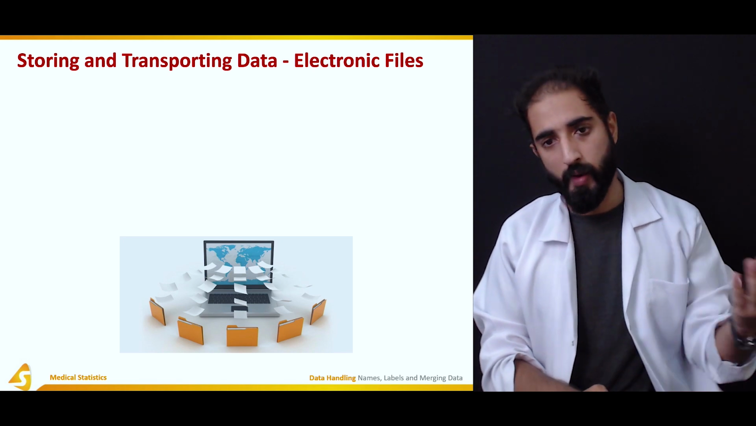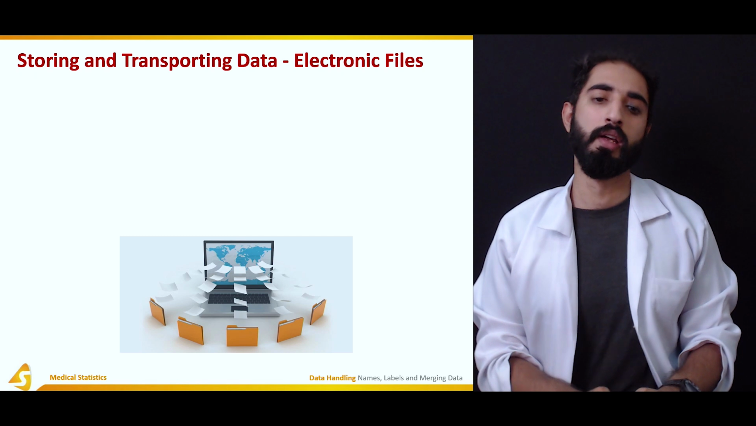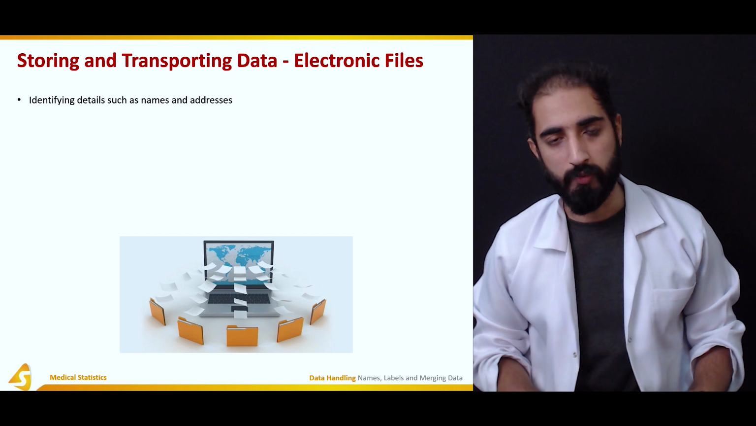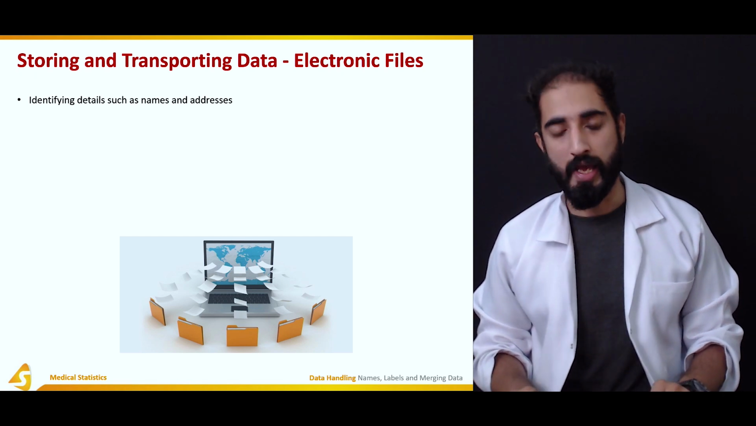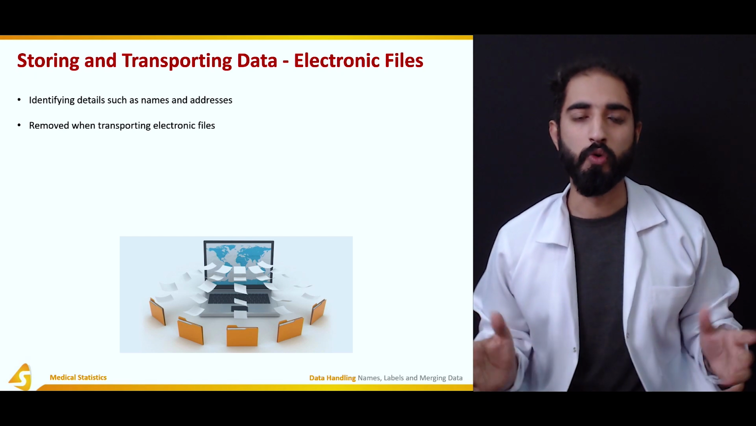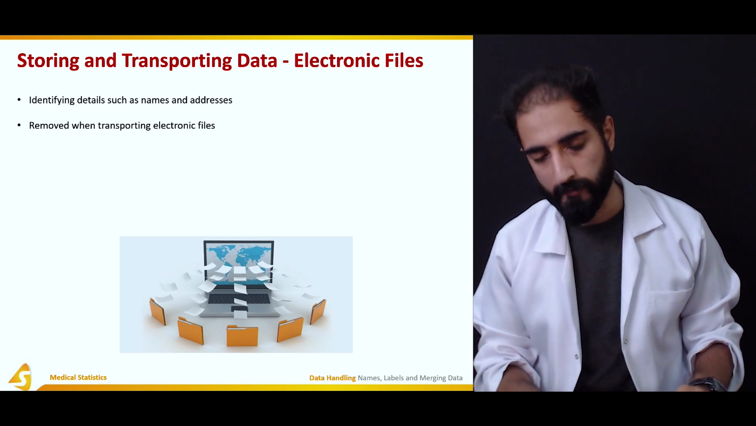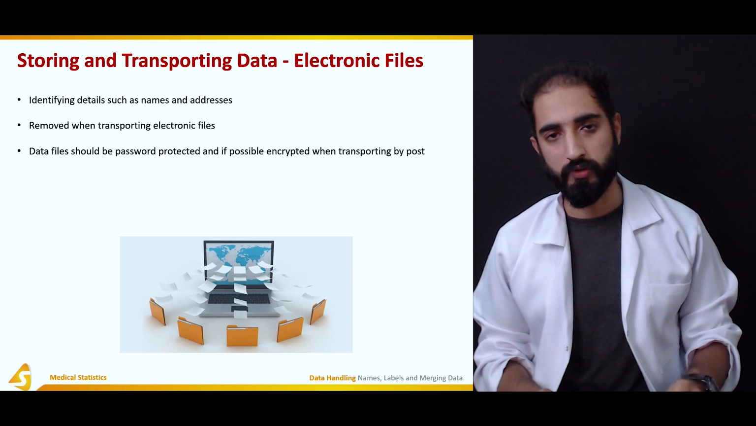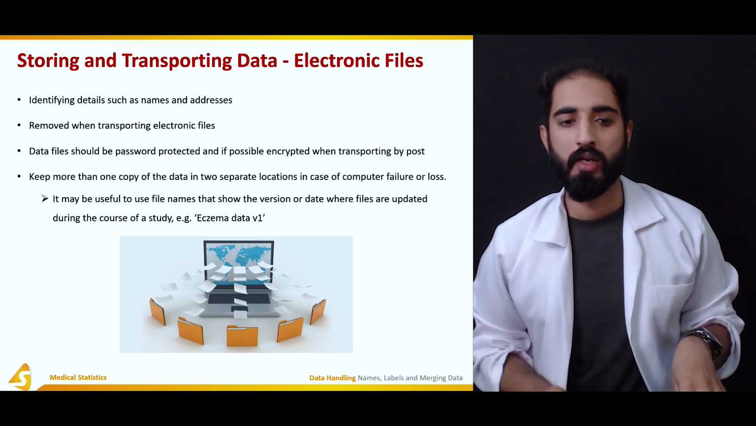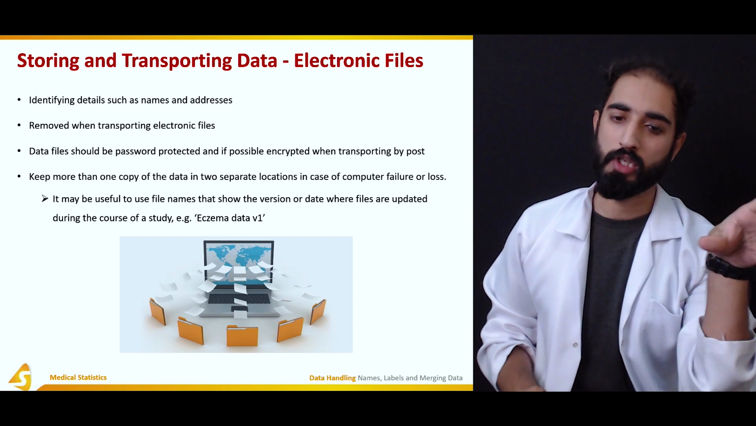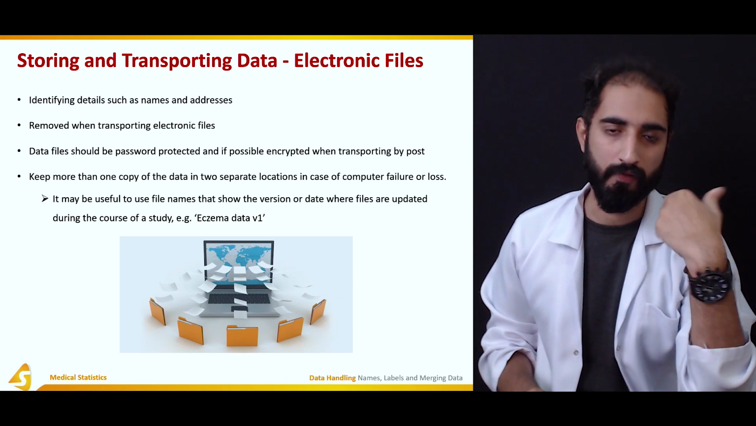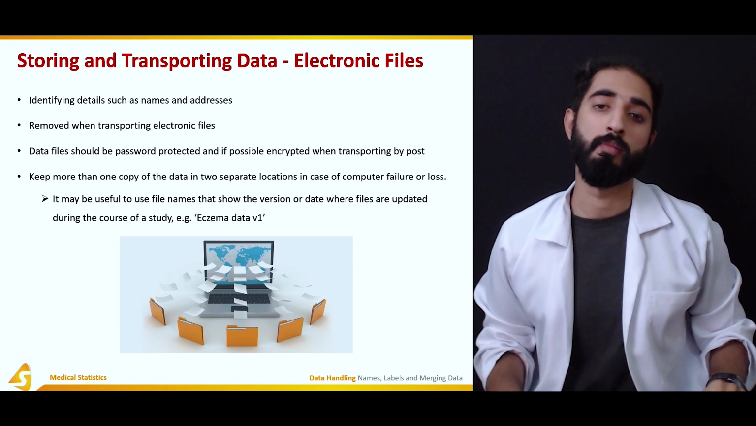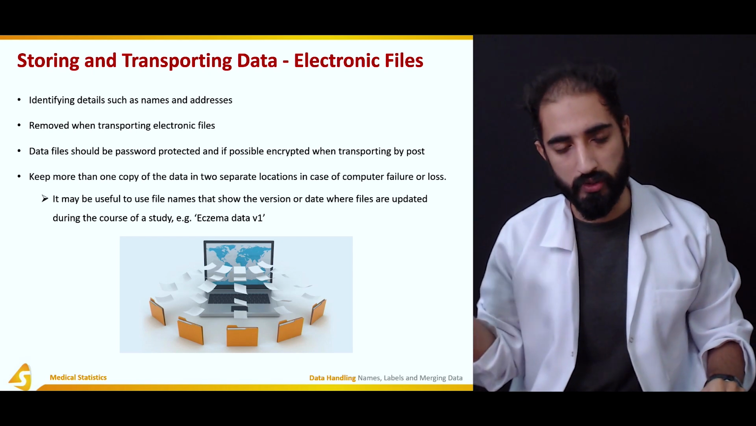So that was about the paper forms, and similarly electronic files also need to be stored and transported during the process of research. Identifying details such as names and addresses once again should be hidden and kept confidential, and they should be removed when transporting electronic files. Data files should be password protected and, if possible, encrypted when transporting by post so that they cannot be altered or changed. Keep more than one copy of the data in 2 separate locations in case of computer failure or loss, because if, for example, the computer or the hard disk has some sort of malfunction, you can lose the data and you can lose all of your research at that instant.